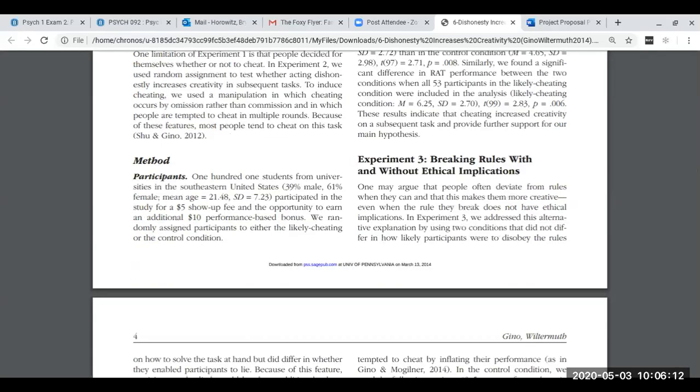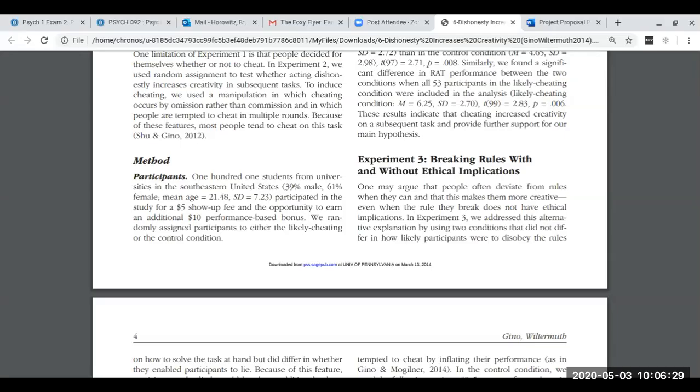Experiment 3. Breaking rules with and without ethical implications. One may argue that people often deviate from rules when they can, and this makes them more creative, even when the rule they break does not have ethical implications.